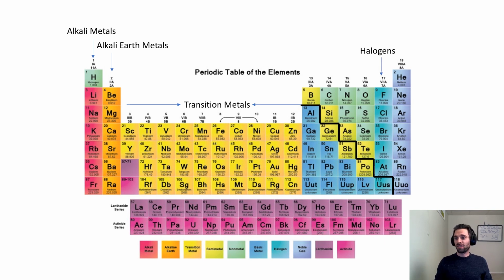Group 7A, these are known as the halogens. We will be looking at the halogens a lot in this course. And in group 8A are the noble gases. We will not be diving too deep into the noble gases, although we will see some examples of how noble gases behave.